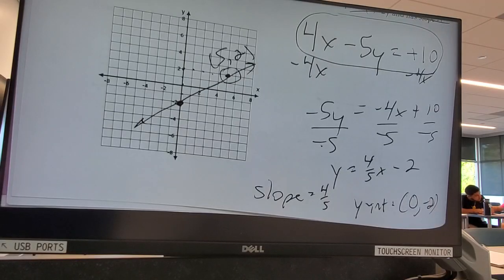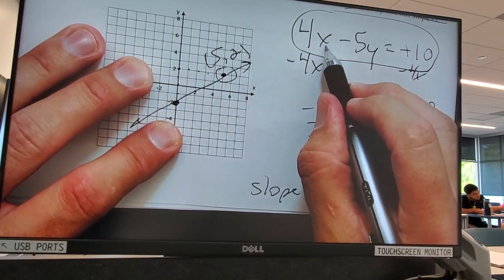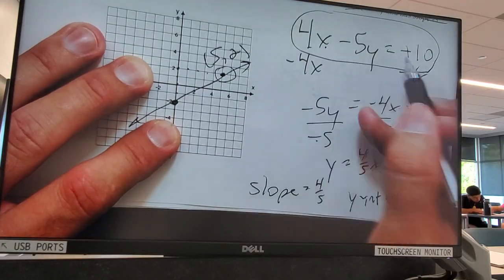It checks out. It checks out? How'd you check it? I plug it in. How do you mean plug it in? So 5 is the x value. Good. 2 is the y value. Yeah, and it's 20 minus 10, and then you get 2.